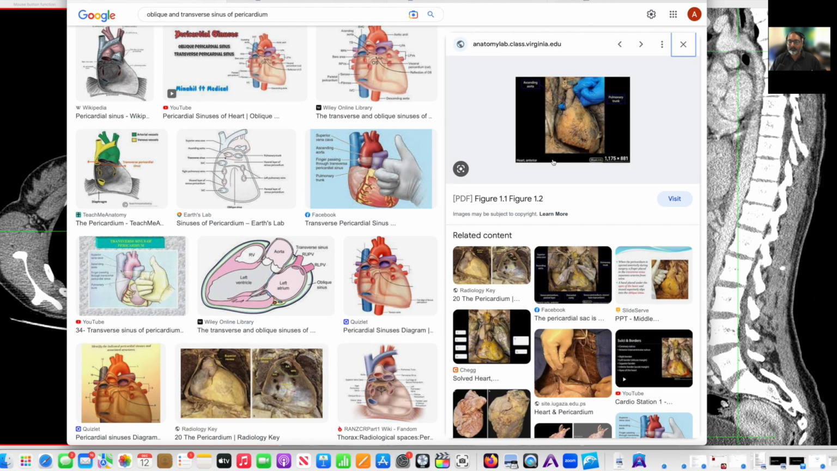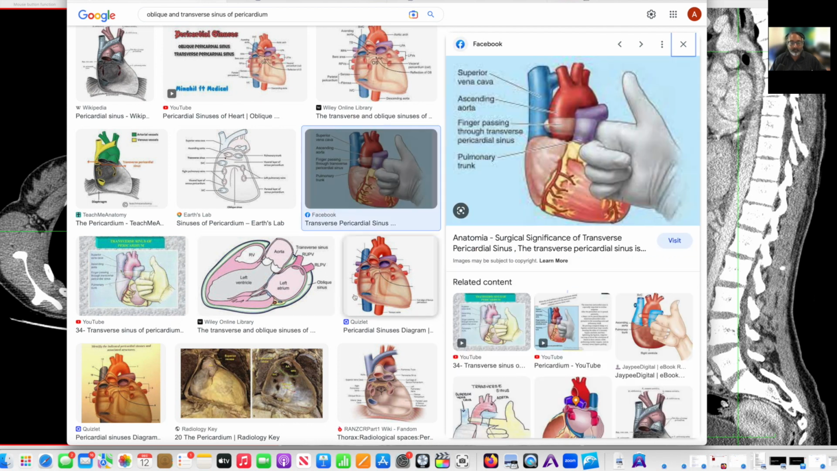Can you show on that diagram with the finger behind where the aortic pulmonary window is? It's right here, near the ligamentum arteriosum. The ligamentum arteriosum is in the aortic pulmonary window. So these oblique and transverse sinuses are relevant particularly for cardiothoracic surgery.